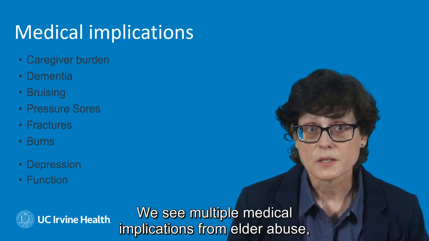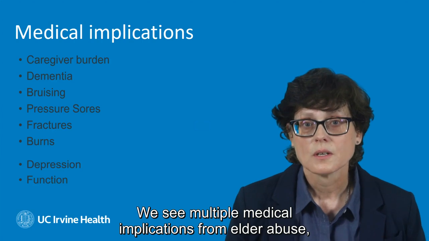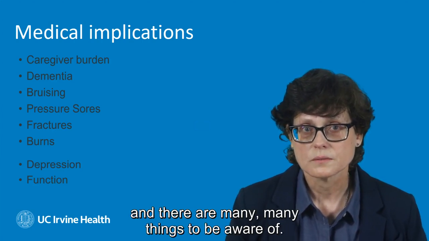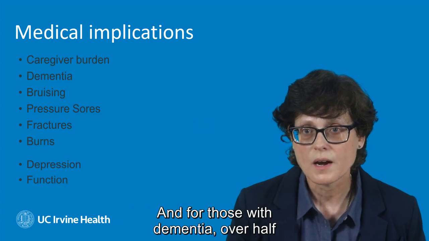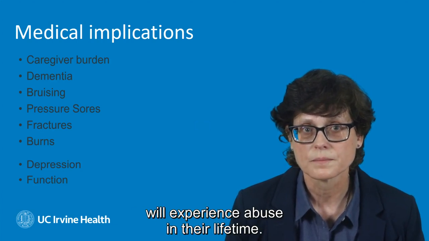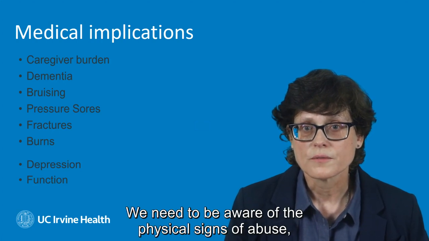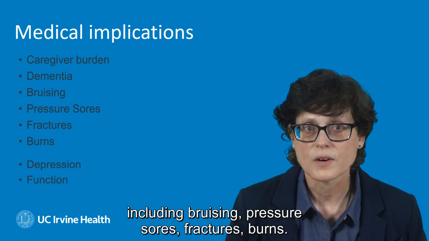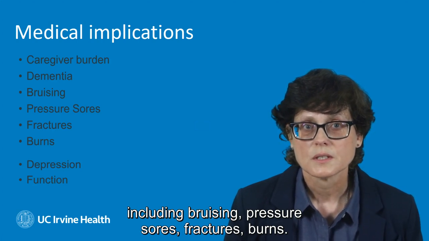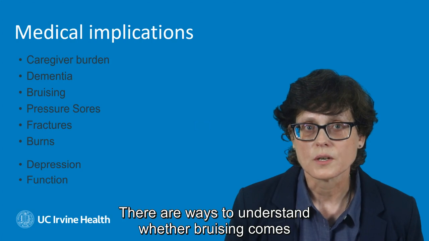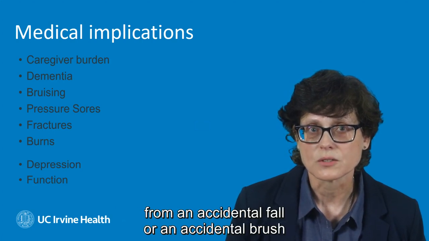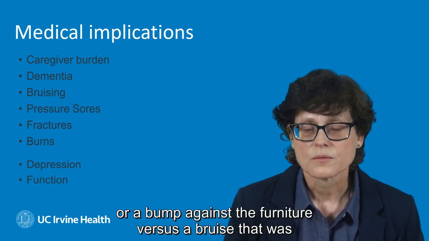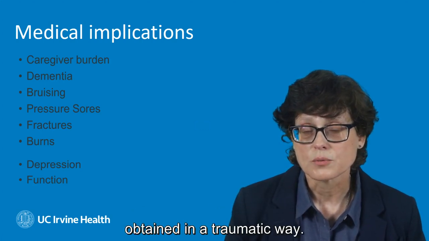We see multiple medical implications from elder abuse, and there are many, many things to be aware of. For those with dementia, over half will experience abuse in their lifetime. We need to be aware of the physical signs of abuse, including bruising, pressure sores, fractures, burns. There are ways to understand whether bruising comes from an accidental fall or an accidental brush or bump against the furniture versus a bruise that was obtained in a traumatic way.